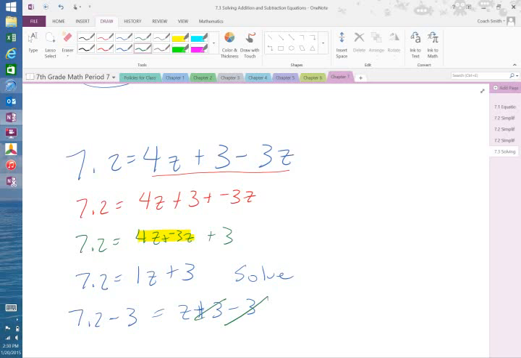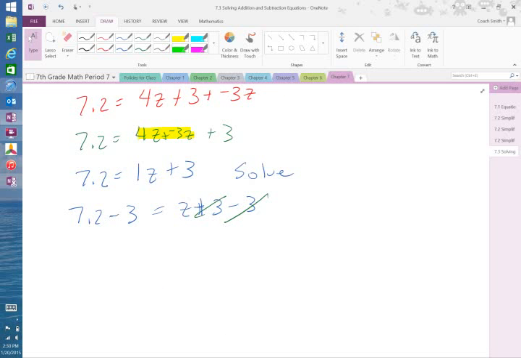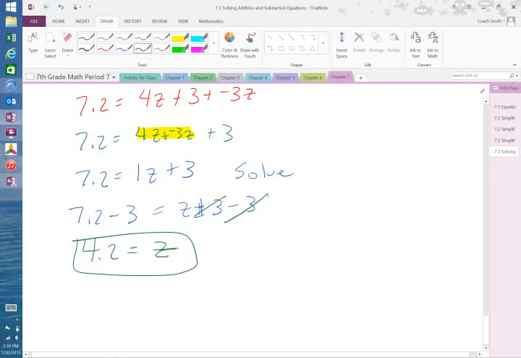So what is 7.2 minus 3? 4.2. So 4.2 is equal to z. If you had $7.20 and I subtract $3 from it, that gives you $4.20 left over. That is what 7.2 minus 3 is.